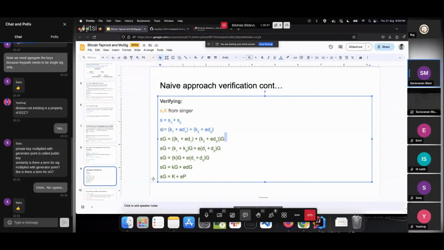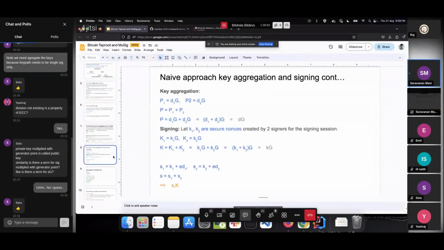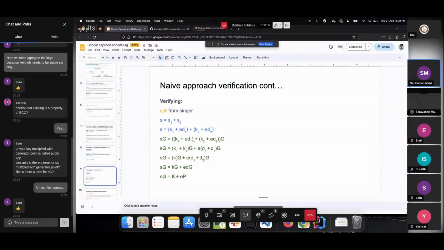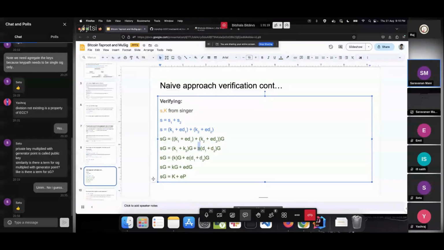So multiply G with this side. This is the equation that we've seen here, S1 plus S2, and we are just multiplying with G. We are just expanding this equation. We can simply take K1 and K2 out and multiply with G, plus ED1 and ED2. Since E is common, take the E out, with D1 and D2 as a plus operation, into G. So I'm just rephrasing this equation. That's it. Nothing so special here, if you understand.